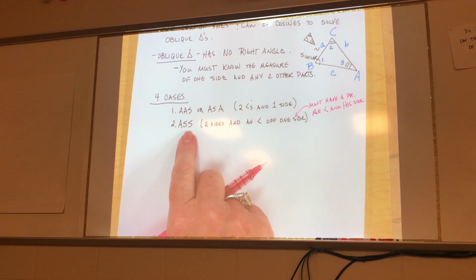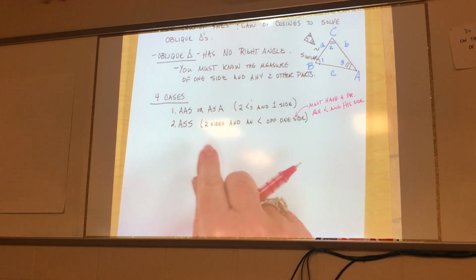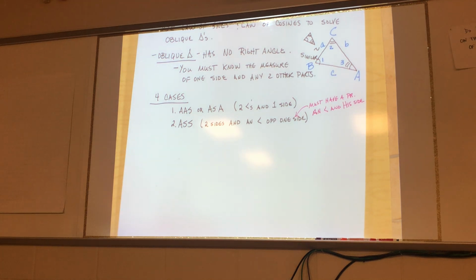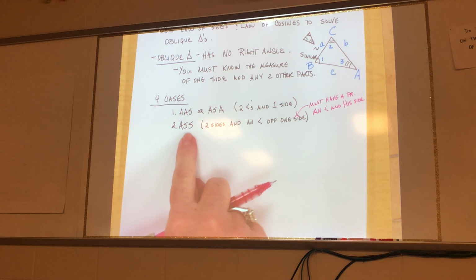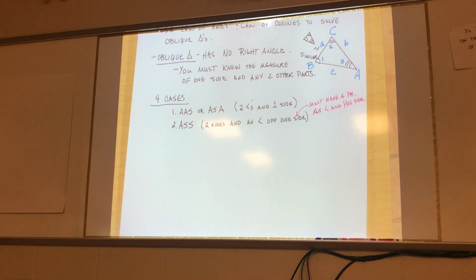Yes. I just told you, people, what are you going to have? A pair and another side. It is not hard to spot. A pair and another side. A big A and a little a, and then another side. Okay? This is the bad one.